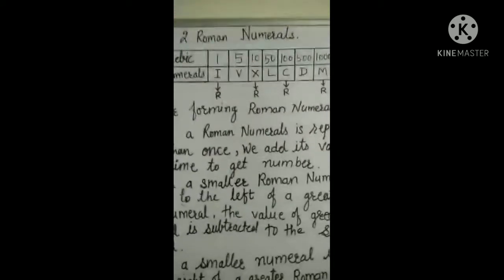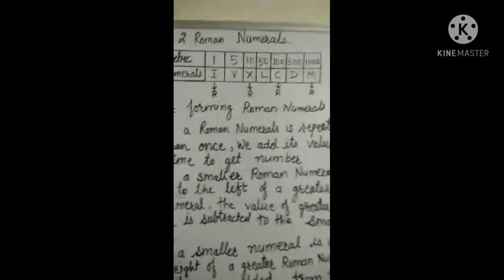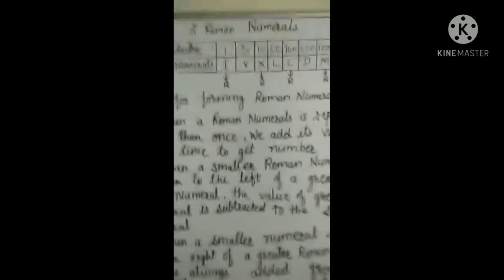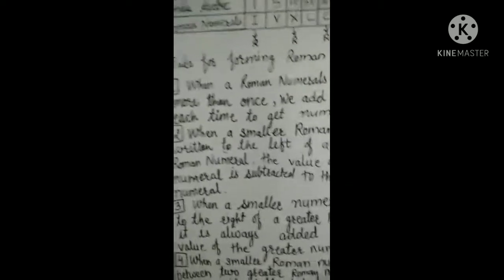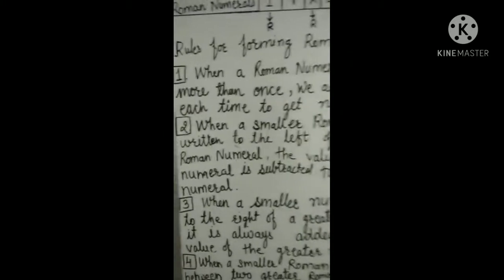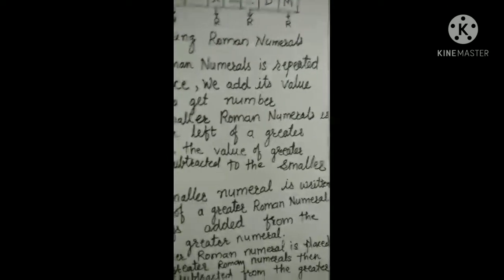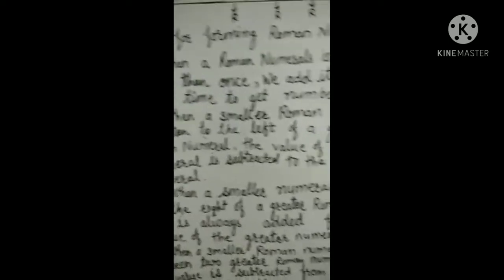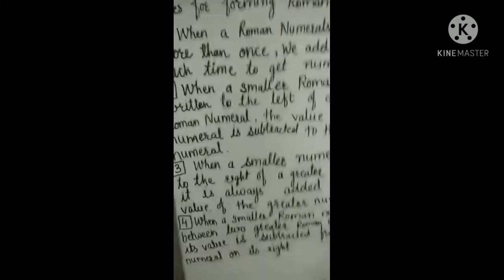By using these 7 symbols, we can write the Roman numerals. But for that, we need to follow some rules also. The first rule is when a Roman numeral is repeated more than once, we add its value each time to get the number. Students, we will see this by taking one example.